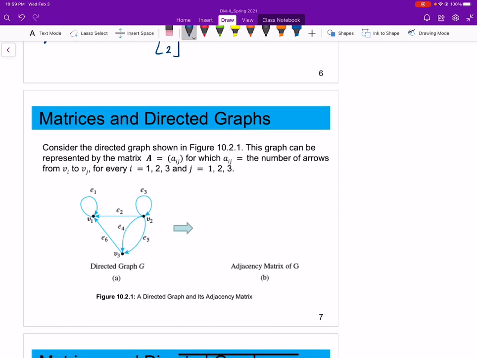Then matrices and directed graphs. Now we're going to learn the relationship between matrices and directed graphs. Directed graphs are everywhere in science, especially in network science. Let's say you consider an email network, like Google. There are people who have Gmail accounts, and everybody is a node. If you have a Gmail account, you are a node in that huge network.